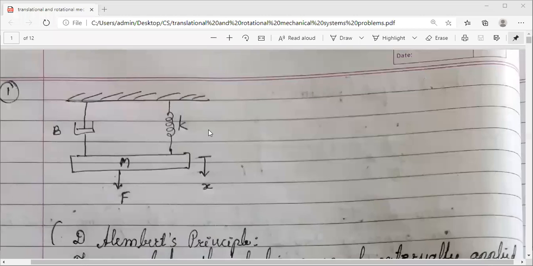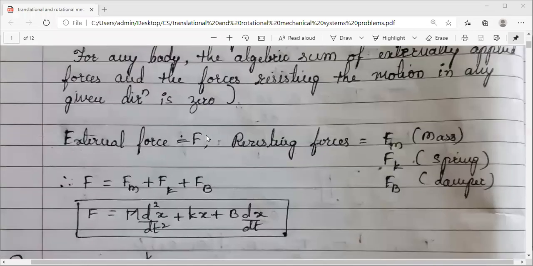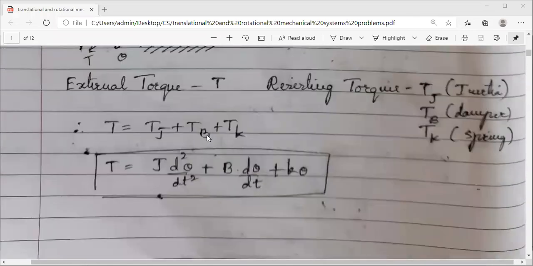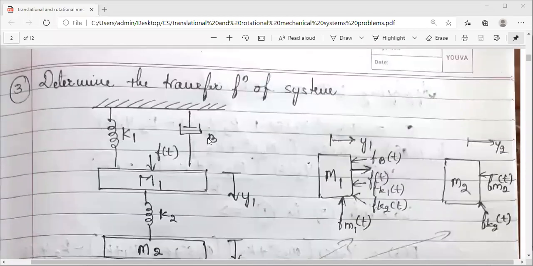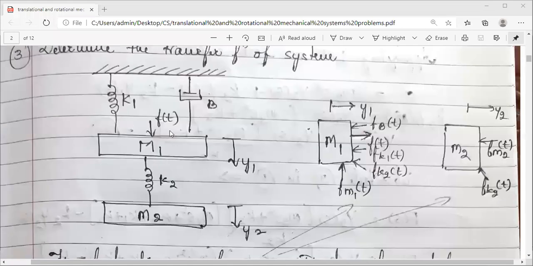In the previous session, we discussed a few problems on mechanical translational systems. Okay, you can see it on the screen. As an example, I had shown you this first system for which we have found the transfer function. For this particular system, let me quickly recall what we did.